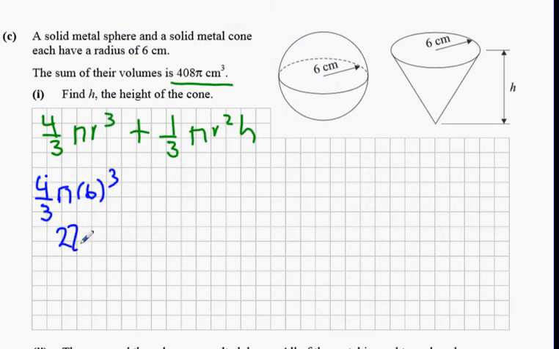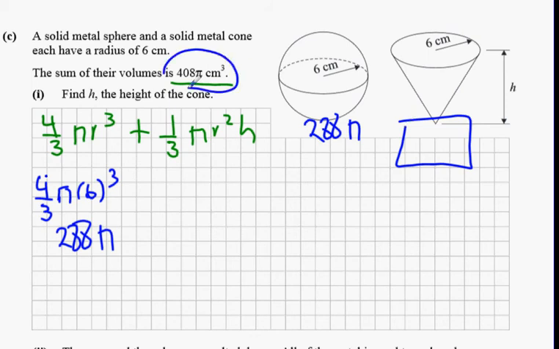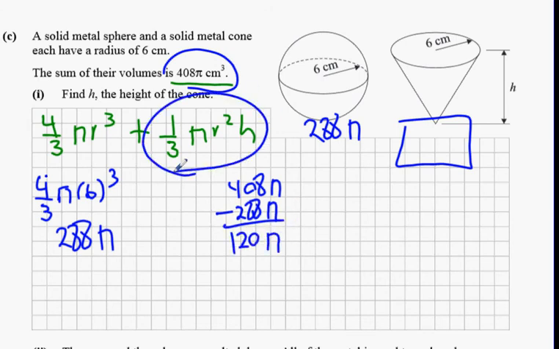288 pi. Now, when that's 288 pi, when you add it on to whatever this thing is, you find out that the combined total is 408. Most of you guys said they were equal in volume. It never says that. It says when you add them together it's 408. It doesn't say that they're equal in size. Okay, so that was a mistake. So take 408 pi minus 288 pi, and that gives you 120 pi. The volume of the cone is 120 pi.